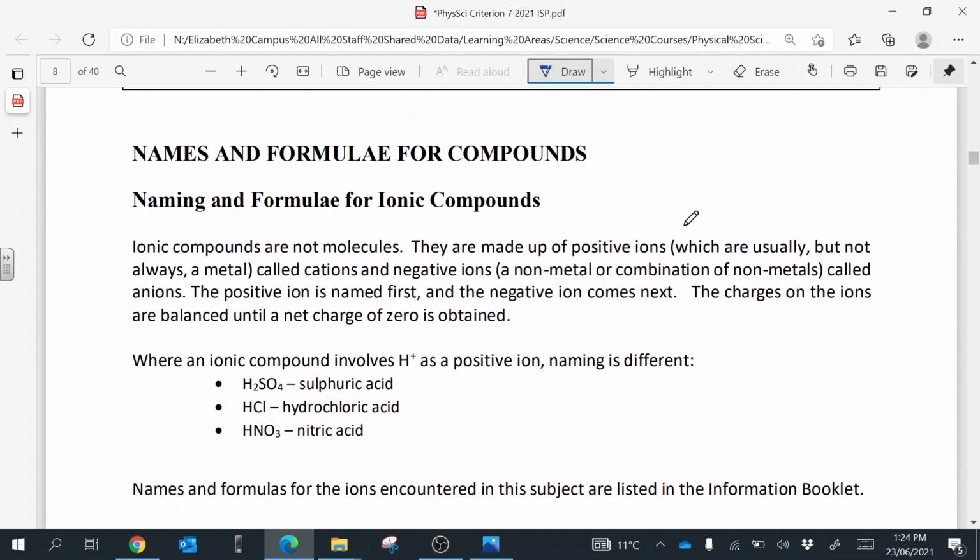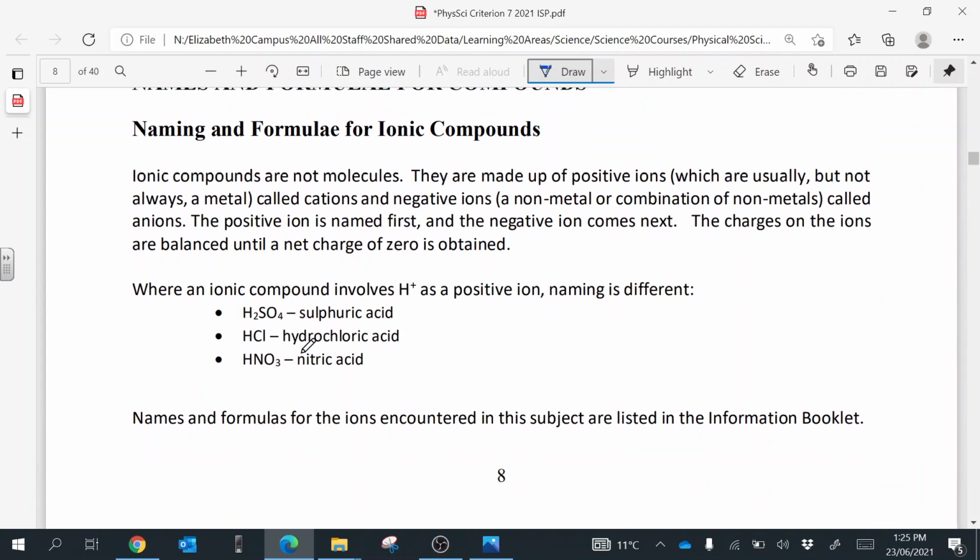Names and formulae for compounds. Naming and formulae for ionic compounds. Okay, so ionic compounds are not molecules. They are made up of positive ions, which are usually, but not always, a metal, called cations, and negative ions, a non-metal or combination of non-metals, called anions. The positive ion is named first, and the negative ion comes next. The charges on the ions are balanced until a net charge of 0 is obtained.